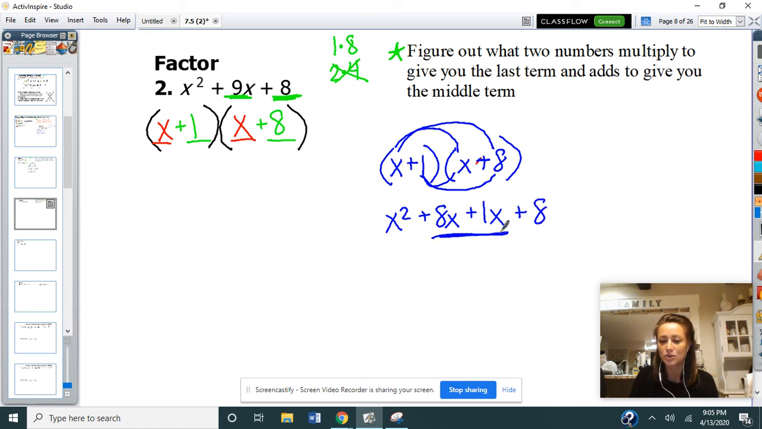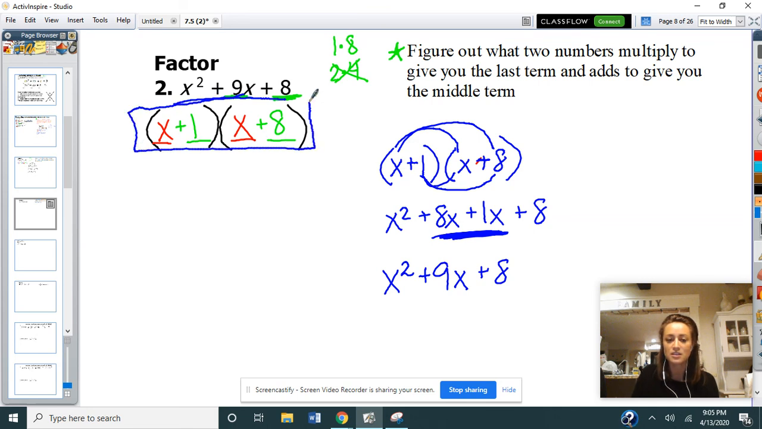Then you combine the middle terms because they're like terms. You bring down the x squared because it can't be combined with anything. 8x plus 1x is 9x, and you bring down the plus 8. So does this match the original problem? Yes. So my final answer is this. This is factored.